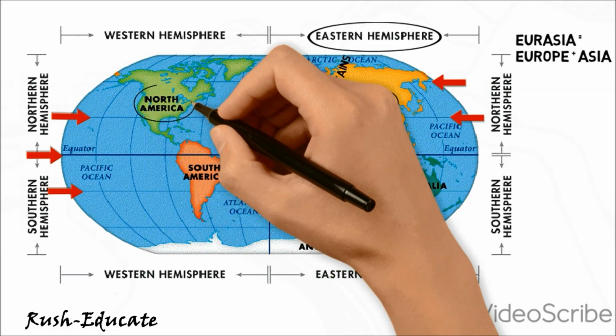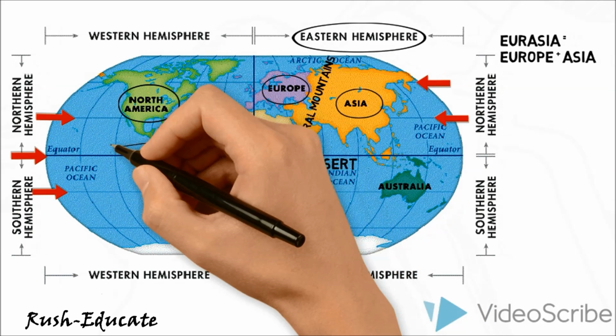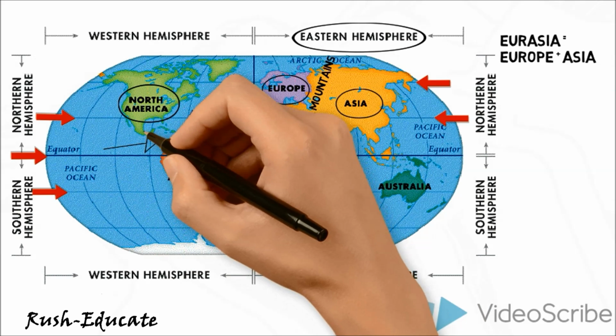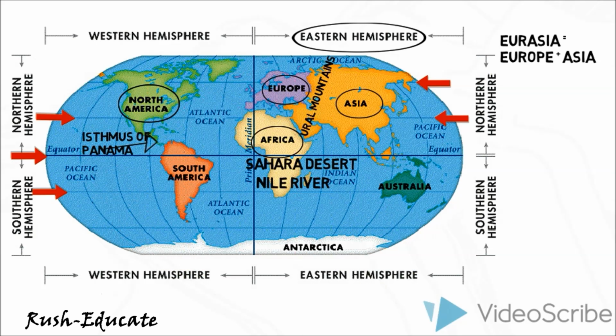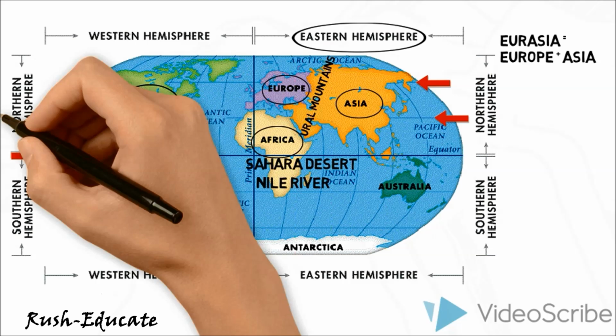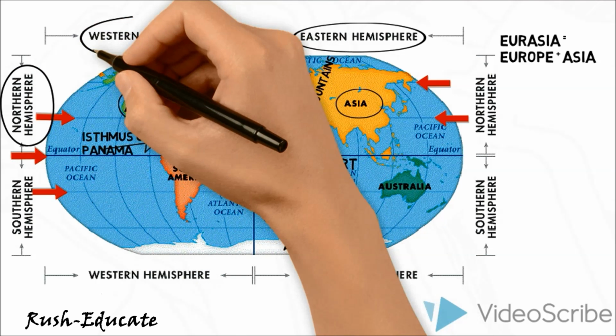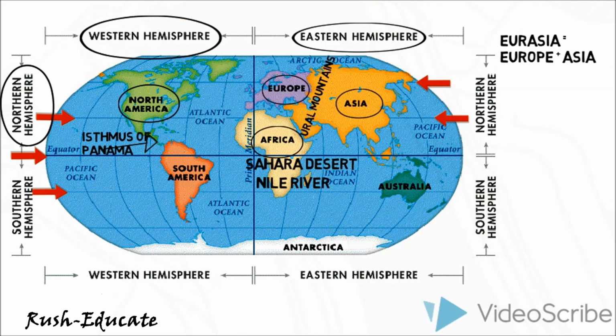North America is the 3rd largest continent of the world. It is linked to South America by a very narrow strip of land called the Isthmus of Panama. The continent lies completely in the northern and western hemisphere. The 3 oceans surrounding this continent are the Arctic Ocean in the north, the Pacific Ocean in the west and the Atlantic Ocean in the east.